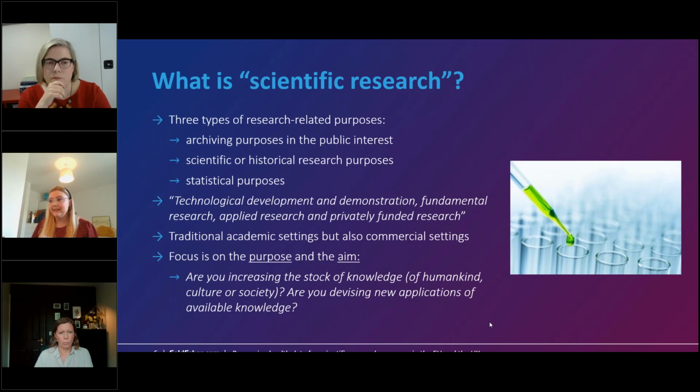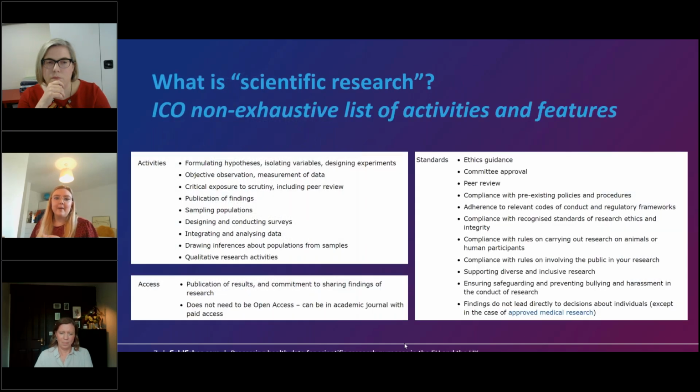Now, helpfully, the ICO has set out some criteria for us for each of the related purposes. Now, these are non-exhaustive, but they do show the types of activity which are indicative of each type of research purpose. So they're really helpful to us. So just picking out some of the examples on the screen here, which I've taken from the ICO guidance, you're looking at things like formulating hypotheses, isolating variables, designing experiments. These all indicate that you're within the scientific research purpose.